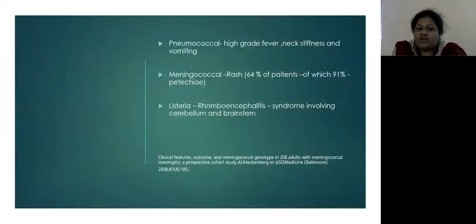Okay, so pneumococcal usually presents with high-grade fever, neck stiffness, and vomiting, while meningococcal, always remember the rash. The rash is seen in 64% of patients as per studies, and out of that 64%, 91% will present with petechiae. While listeria actually presents with a brain stem sort of syndrome. It's a rhombencephalitis-like presentation.